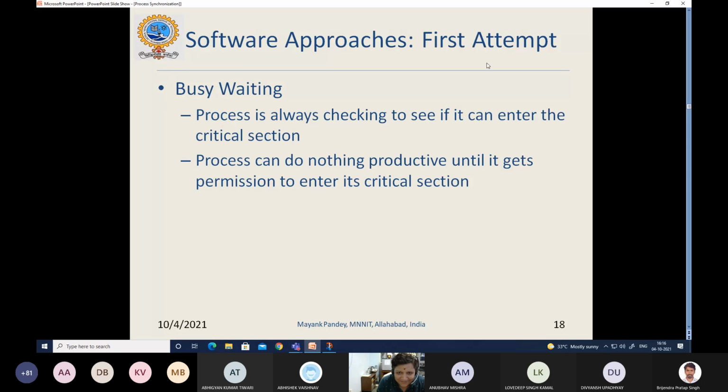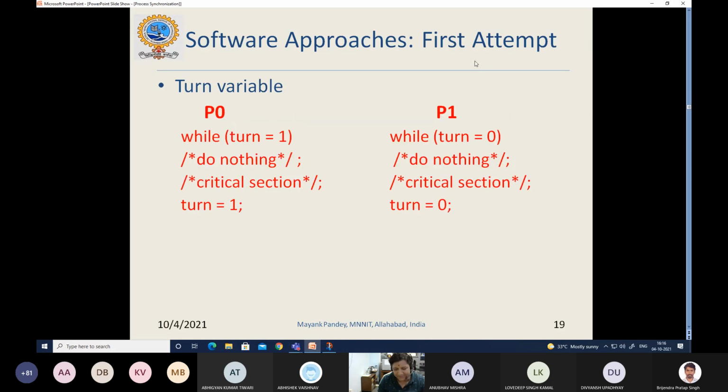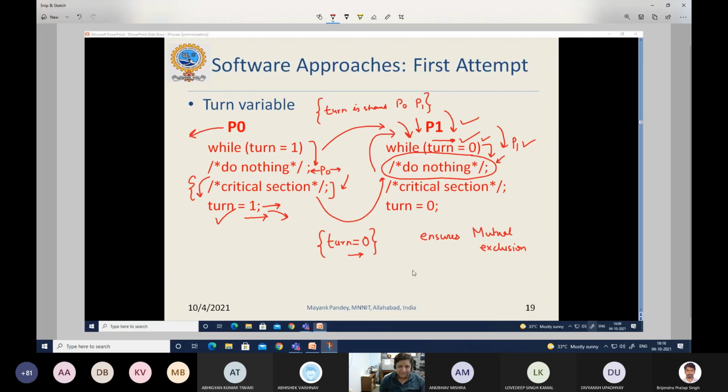Okay. You are not hitting the bullseye. Sir, if the value of turn is 0 and we are in the while loop of P1, we cannot get out of it until P0 is executed.